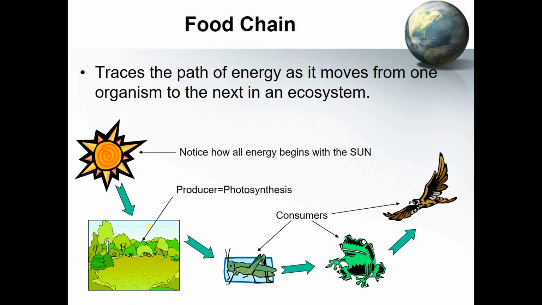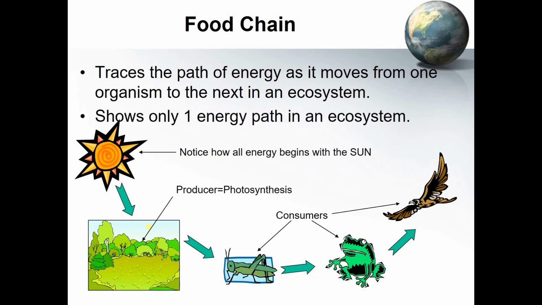Now, the food chain shows us the pathway of energy, starting from the producers all the way down to decomposers. It shows how energy moves from one organism to the next one in an ecosystem. Notice, food chain here, it only shows us how many parts? One pathway. It shows us one pathway. The arrow is facing where? To the front.